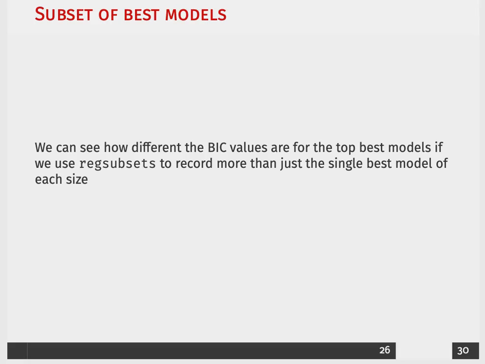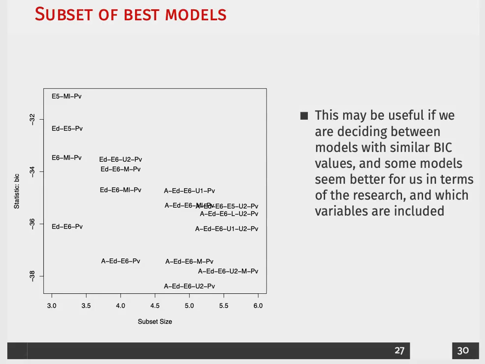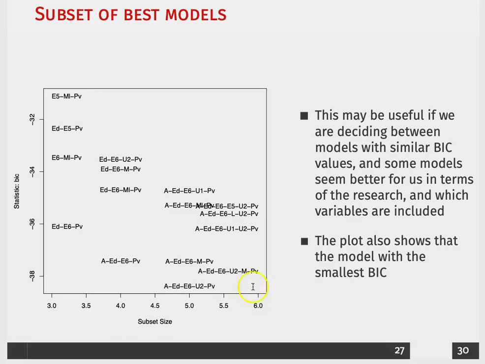We can also use the reg subsets function to record more than just one of the single best models for each size. So we could tell it, for instance, to look at the 3 to 6 best models for each of the sizes. And this might be useful if we're deciding between models that have similar BIC models. And I don't really want to go through this plot too much, but basically it's just to say that you want to have, again, a BIC that is lower, and you will probably prioritize subset size.